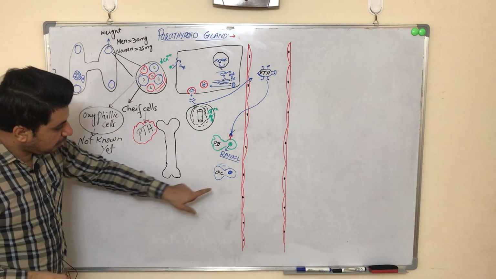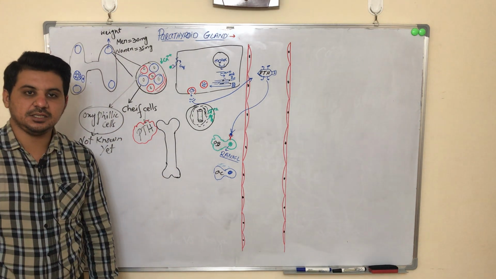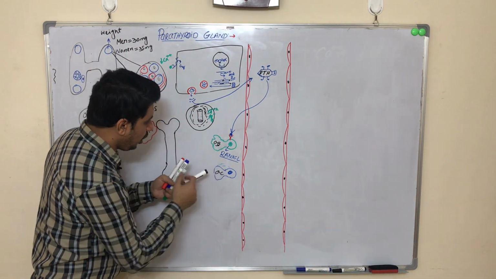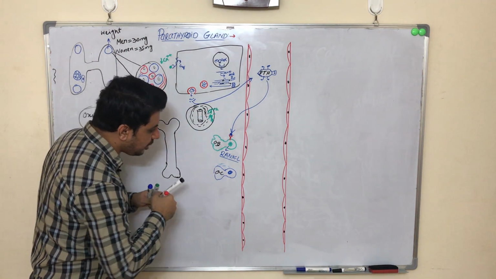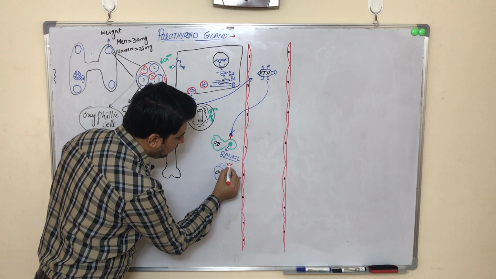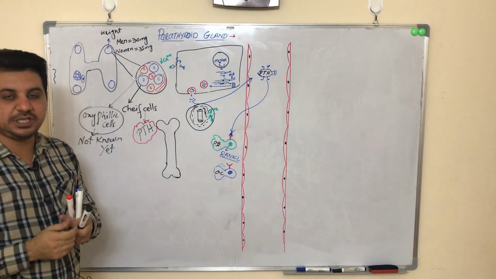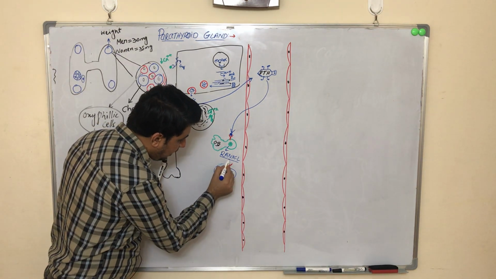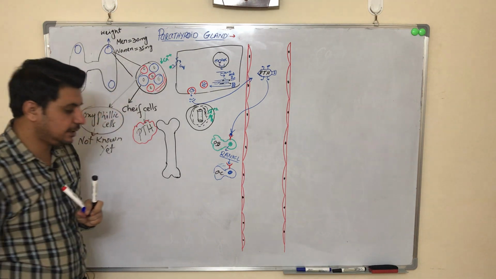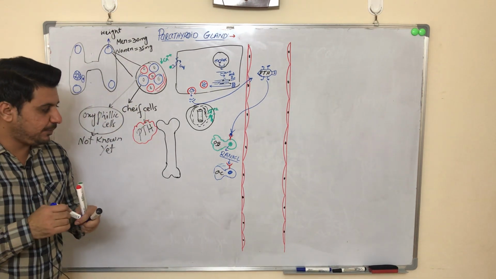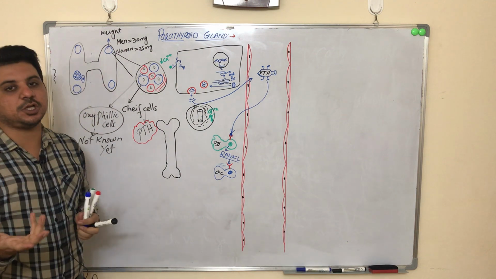Okay. Now this is the osteoclast cell. This osteoclast cell also has the receptors for this rank L protein, the RANKL protein. When this RANKL protein becomes attached to this osteoclast cell, there will be the maturation of this osteoclast cell.